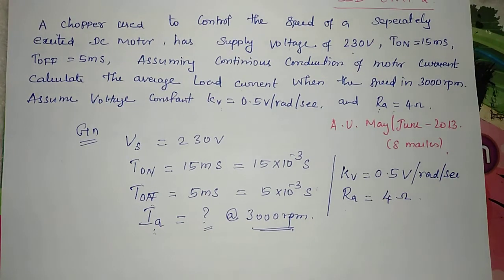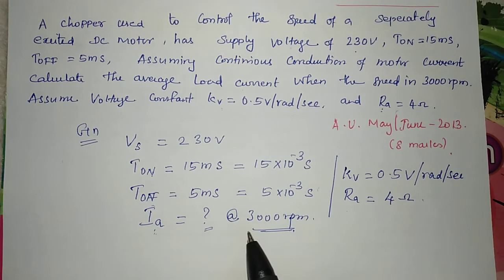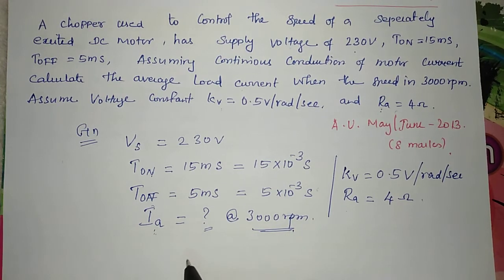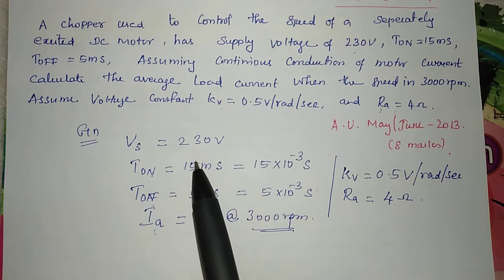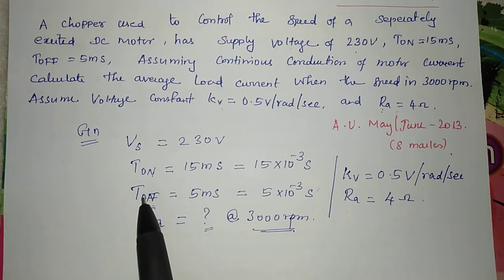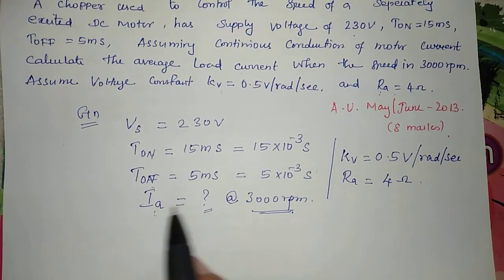So from this given data we cannot directly identify what Va is. Directly we couldn't have it. So by using Ton and Toff we can find it. But before that we need to find what Ia is.